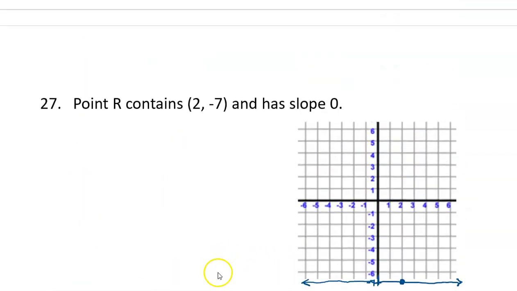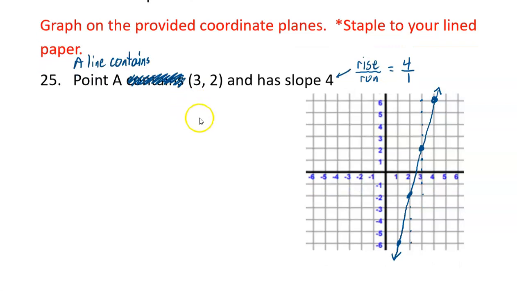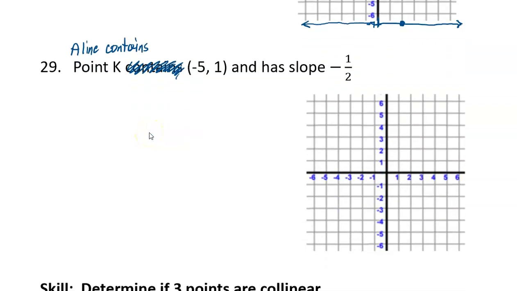When I go back to the previous questions, I see that I had that same mistake on number 27 and probably number 25. Number 27 should say, a line contains point R, which has the ordered pair (2, -7). Back on number 25, same problem, right? A line contains point A, which has that ordered pair and has slope 4. Okay, so with that fixed, let's get back to number 29.